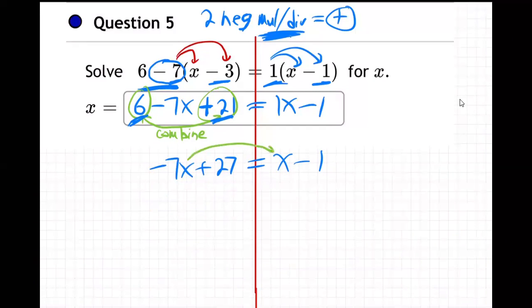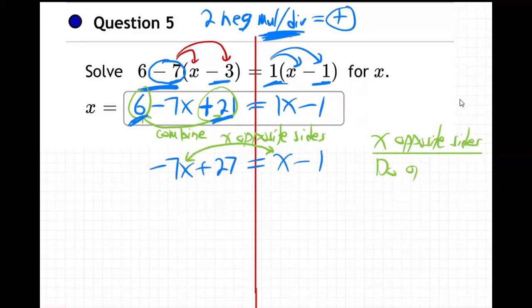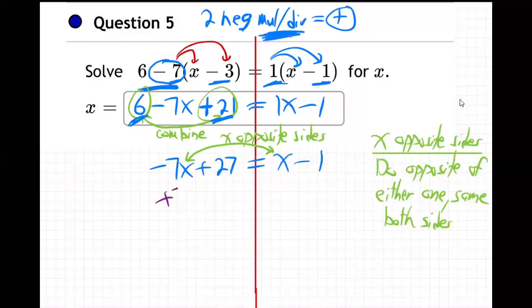Now notice we have x on opposite sides, don't we? Now you know what to do about that. We've done it a few times now. So x on opposite sides. What do we do about that? We do the opposite of either one. But careful to do the same to both sides, right? So you might say, okay, I'm gonna do the opposite of this 7x. I'm gonna go plus 7x. Fine.